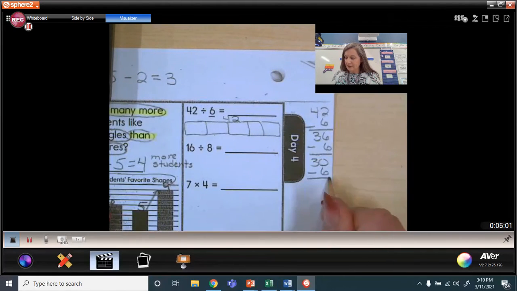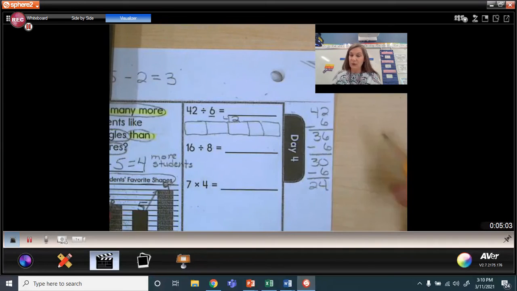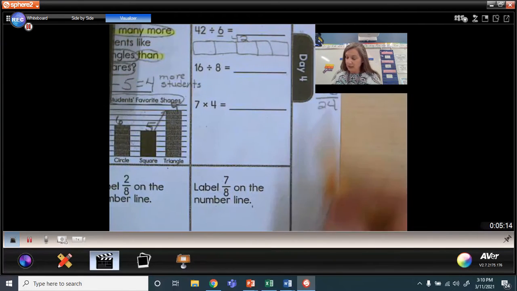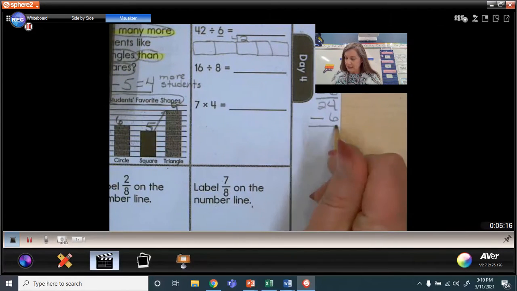Subtract 6 again, that would give you 24. And if you haven't noticed, these are counting back by sixes. So 42, 36, 30, 24. If I keep going, I subtract 6 again, and that's going to give me 18.